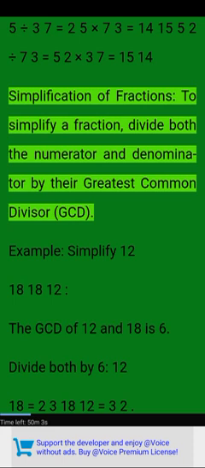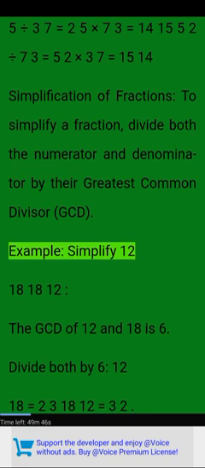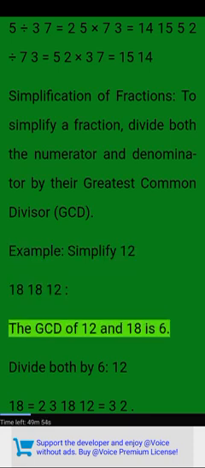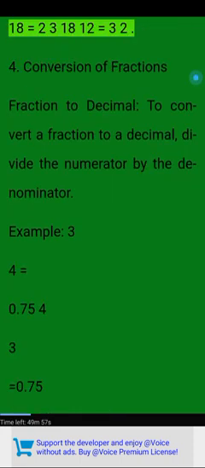Simplification of fractions. To simplify a fraction, divide both the numerator and denominator by their greatest common divisor, GCD. Example: simplify 12/18. The GCD of 12 and 18 is 6. Divide both by 6: 12/18 = 2/3.